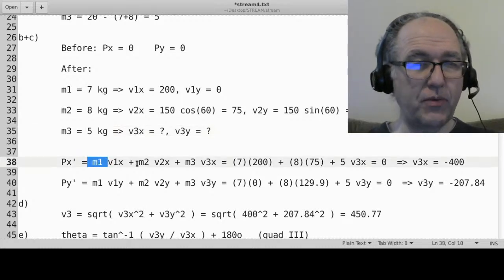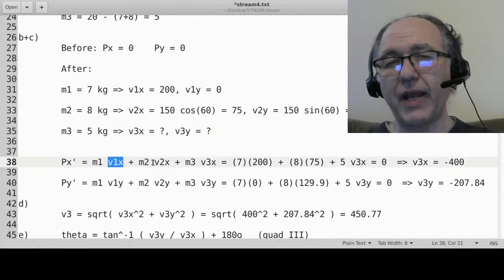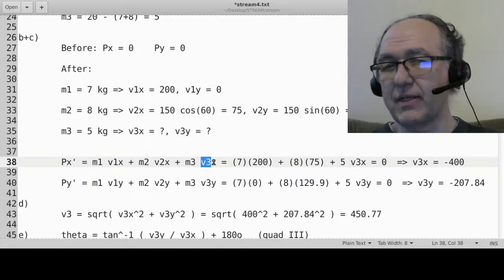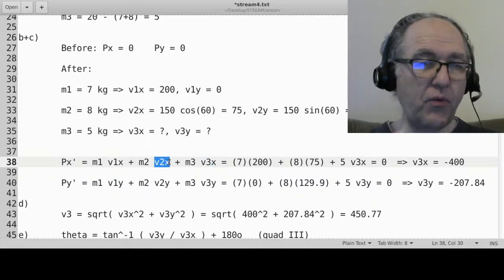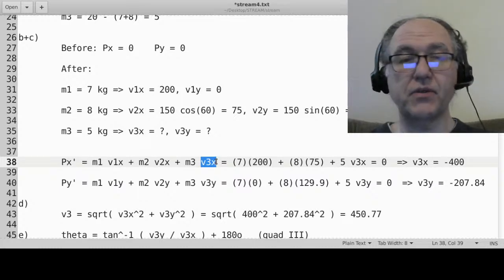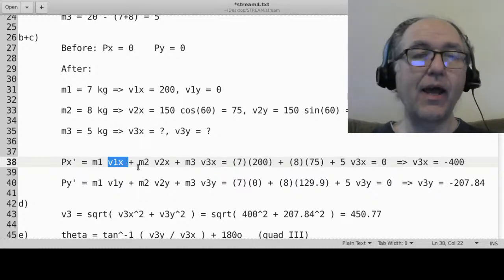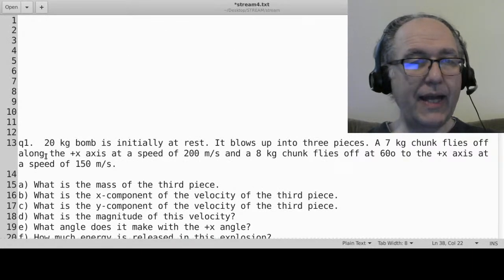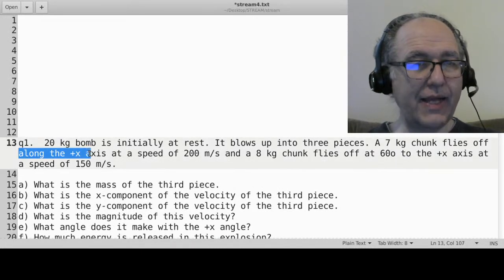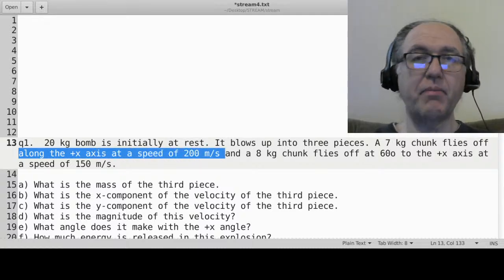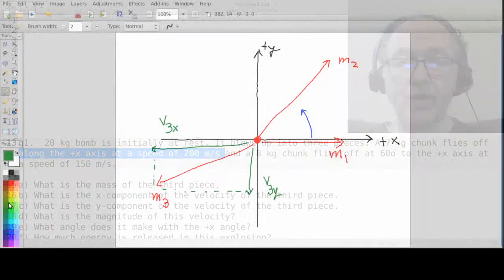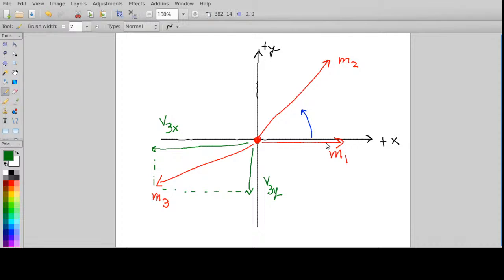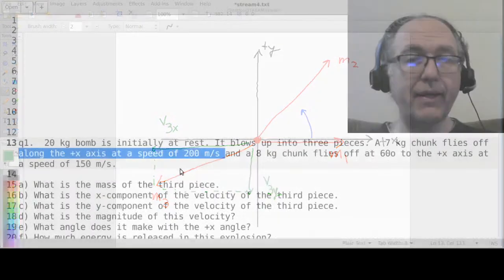So we do know m1, m2, and m3, but we don't know v1x, v2x, and we want to find v3x. We don't know v1x immediately, but we kind of do, because I told you up here in the problem that it's traveling directly along the x-axis at 200 meters per second. So you go back to that diagram and take a look at M1, the red vector there, and it's directly along the x-axis, so all of the velocity is along the x component, and there's no velocity along the y component.